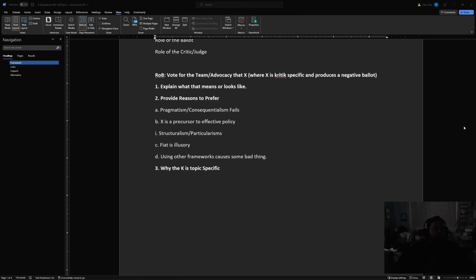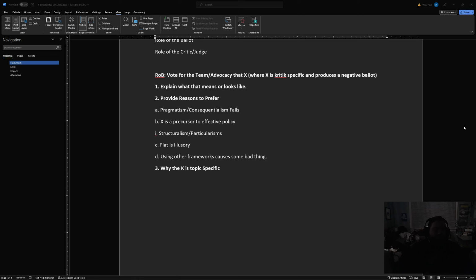The first thing you want to have, pretty much always, I think, in any K framework, is an argument about why pragmatism / consequentialism fails, right? This is an explicit frame out of most likely the policy-based advocacy that the affirmative team read, because most of those are going to rely on this sort of notion of pragmatism or consequentialism. It's sort of an implicit assumption. It's not required to be in an AF, but every AF more or less that defends policy action and fiat is going to be presuming consequentialism / pragmatism are good.